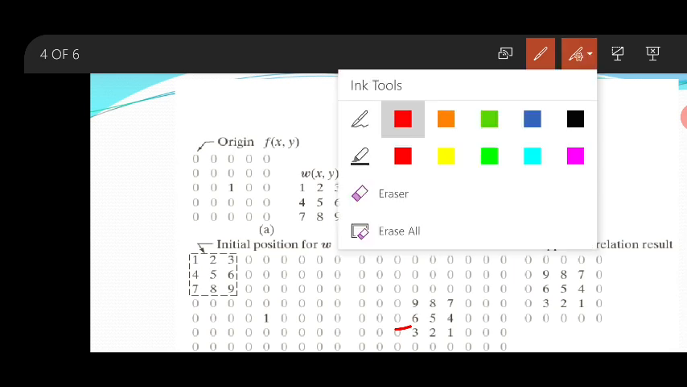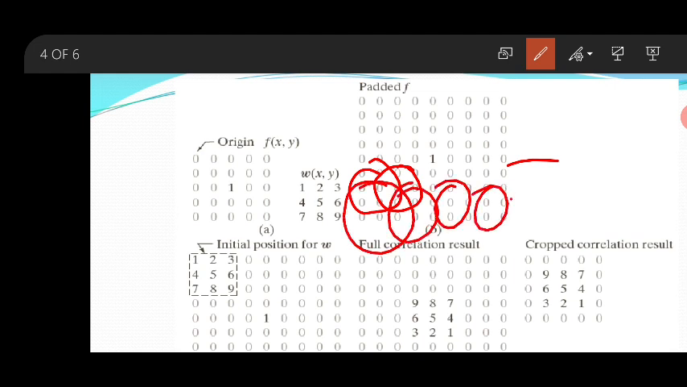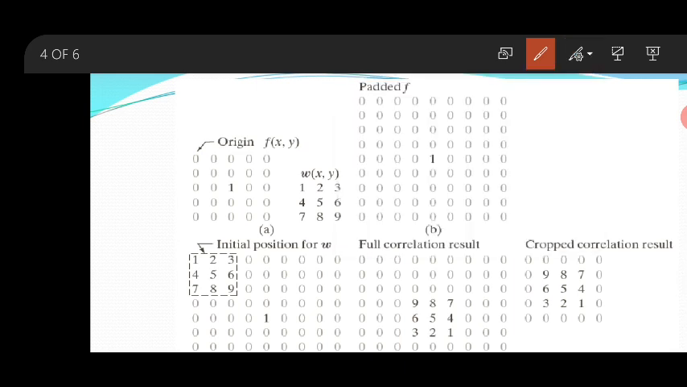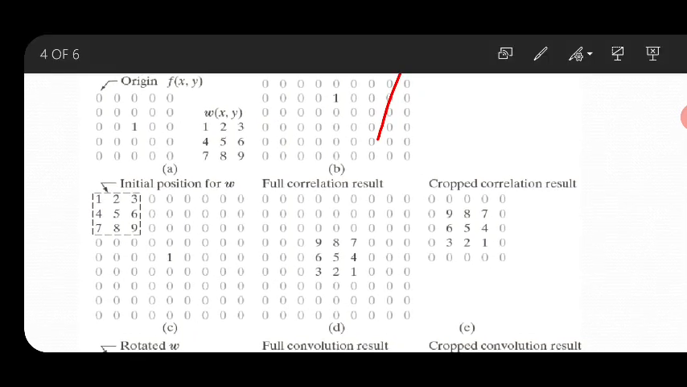Once it reaches this point, again you come down. The same process you repeat, because you have to reach the boundary. You repeat for the full image. After performing this, when it scans the full image, you end up with the answer. What is the answer you get here? Look at this. This is the answer: 9, 8, 7, 6, 5, 4, 3, 2, 1.